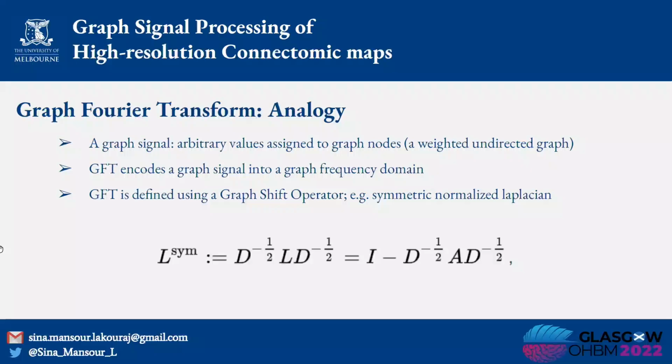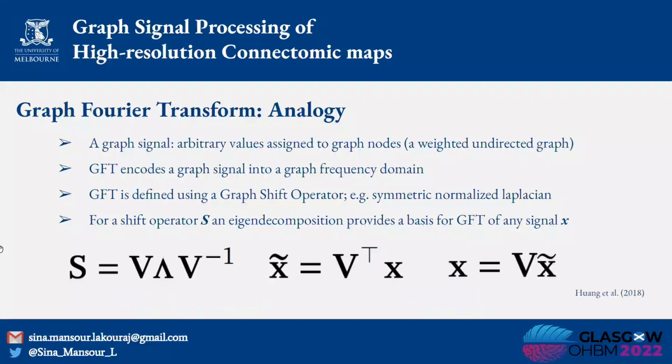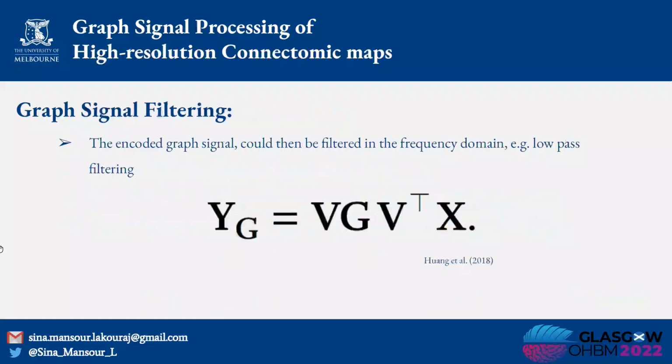Much similar to traditional signal processing, in graph signal processing, we use a shift operator to compute this transformation from the signal domain in the space to the signal domain in the graph. What we basically do is an eigendecomposition of the shift operator, and that helps us convert the information from the graph signal to the graph frequency domain. And similarly, we could go back from the frequency domain back to the signal domain.